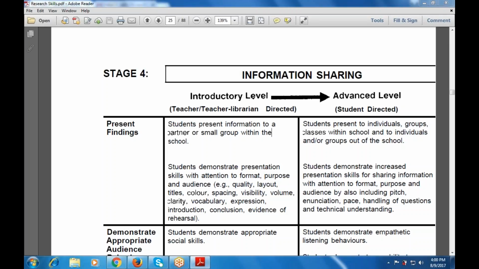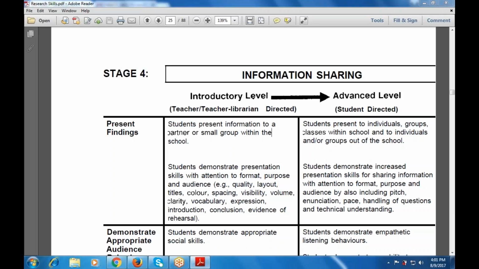That is information sharing. One is the introductory level, one is the advanced level. There is a teacher librarian directed and a student directed level. Then next is present findings. The students present the information to a partner or a small group within the school, that may represent the classes, that may represent the group, that may demonstrate the presentation skills with attention to format and purpose: what is the guidance, what is the main capability, how it will occur, what is the main motto, what is the main volume, visibility of the rehearsals.